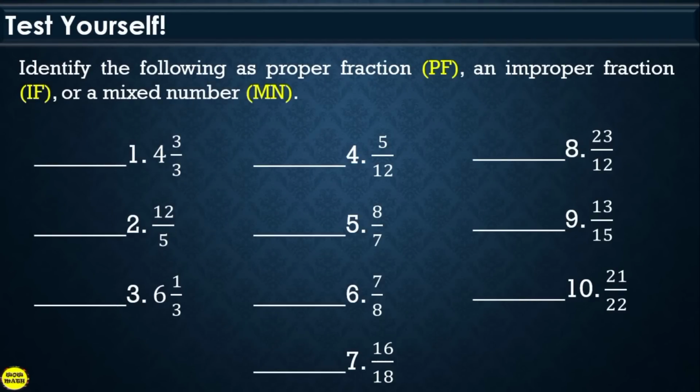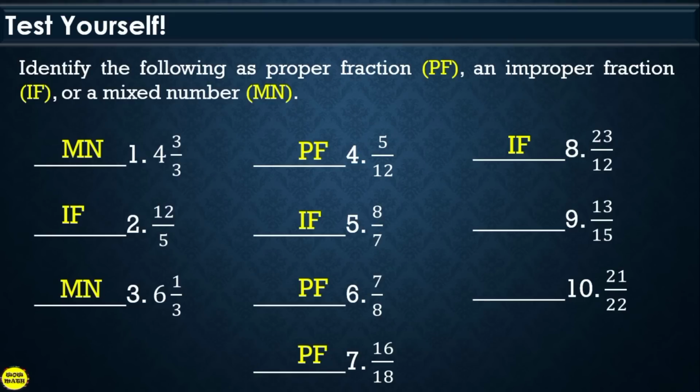Next. Identify the following as proper fraction. So, you can write PF if that is proper fraction, IF for improper fraction, or MN for a mixed number. Number 1, 4 and 3 over 3. So that is a mixed number. 12 over 5, that is improper fraction. 6 and 1/3, mixed number. 5 over 12, proper fraction. 8 over 7, improper fraction. 7 over 8, proper fraction. 16 over 18, that is proper fraction also. 23 over 12, improper fraction. And 13 over 15, proper fraction. 21 over 22, proper fraction.